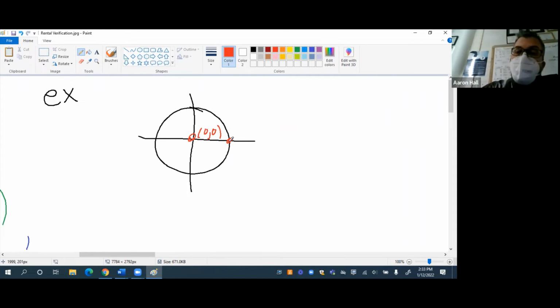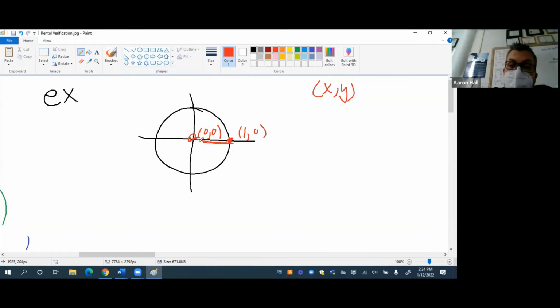Well, all points have an x and a y value assigned to them. You're all in two-dimensional space. What is this point right here? It's 1, 0. Okay, 1 over, and no spaces up or down. So that would be 1, 0.